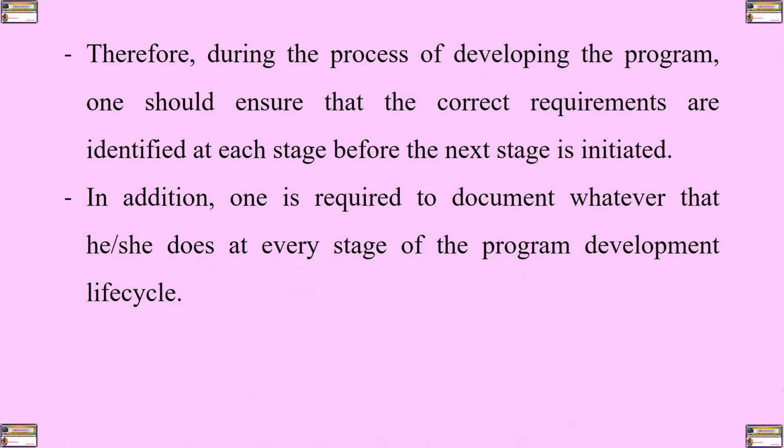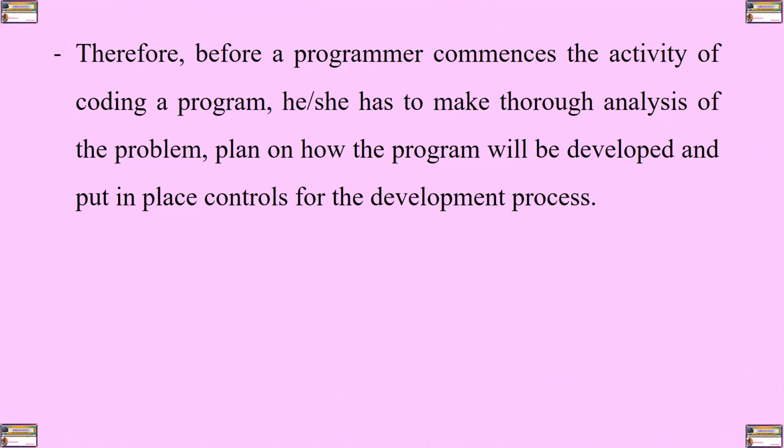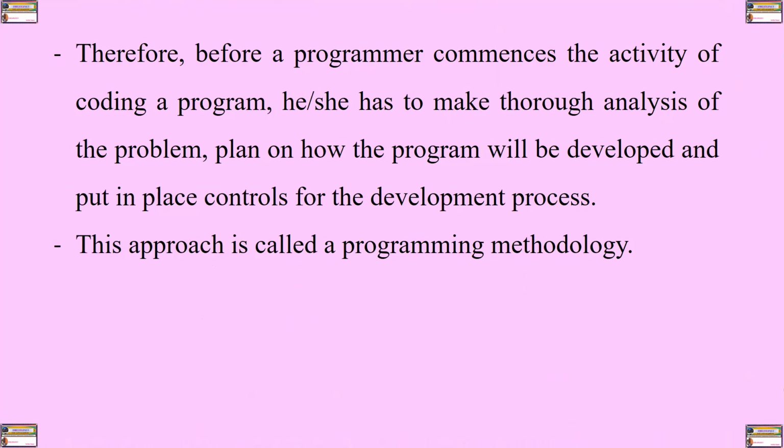In addition, one is required to document whatever he or she does at every stage of the program development lifecycle. This is important so that the facts are recorded when they are still fresh and in the required detail by the programmer. Therefore, before a programmer commences the activity of coding a program, he or she has to make sure that he or she has carried out the analysis of the problem, has planned how the program will be developed, and has put in place controls for the development process. This approach is called a programming methodology.